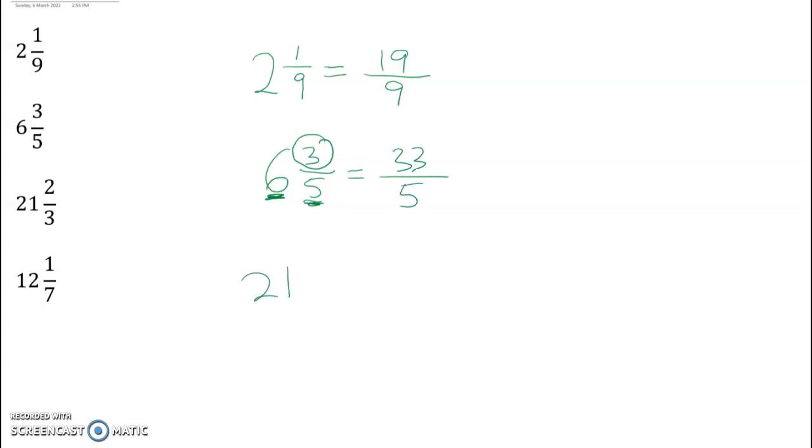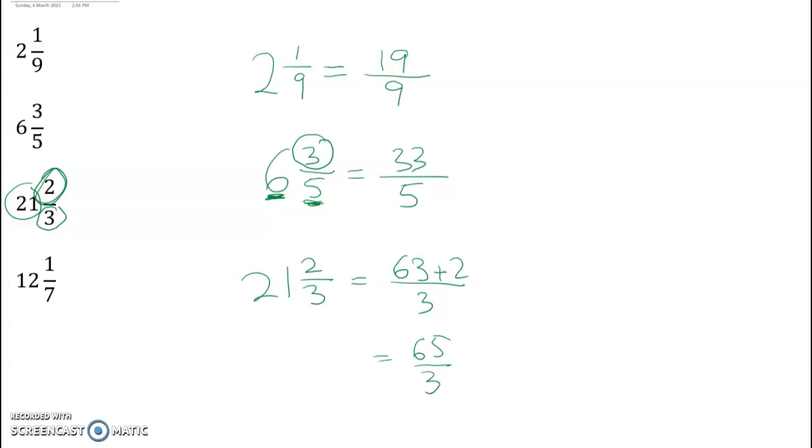For the next one, I've got 21 wholes and 2/3. So we multiply the 3 by the 21. That gives me 63 plus the 2 extra thirds. So my final answer here is 65 over 3.